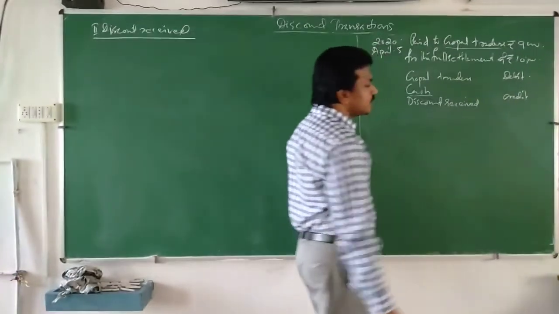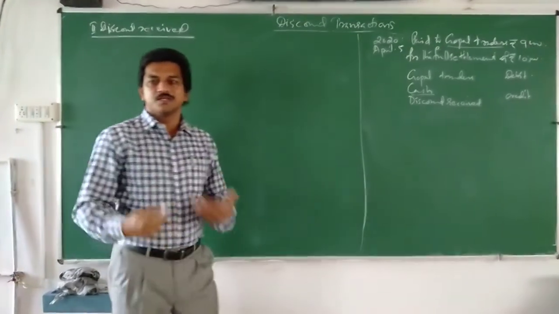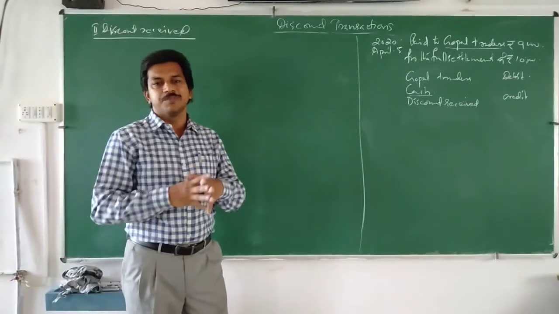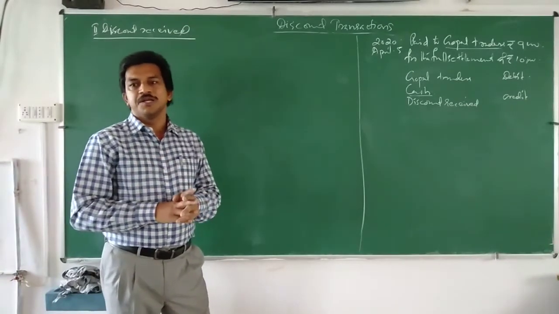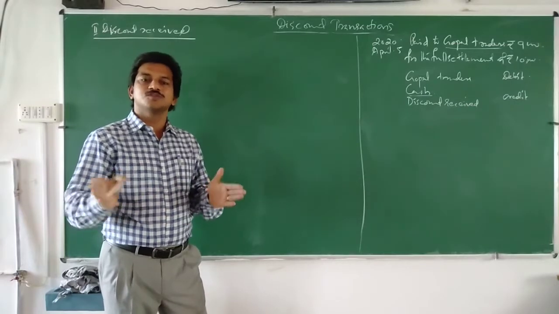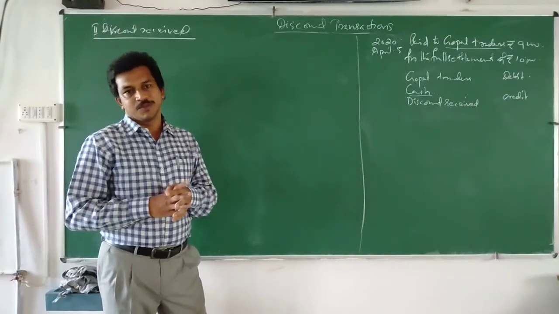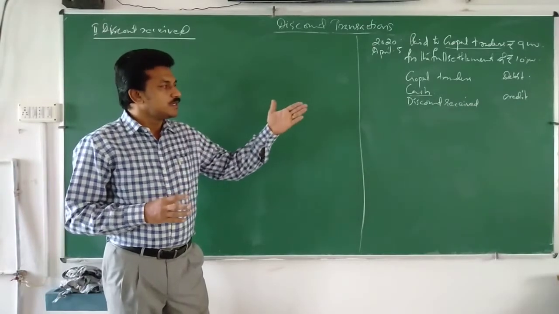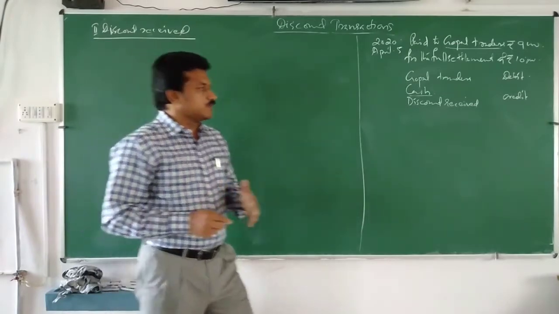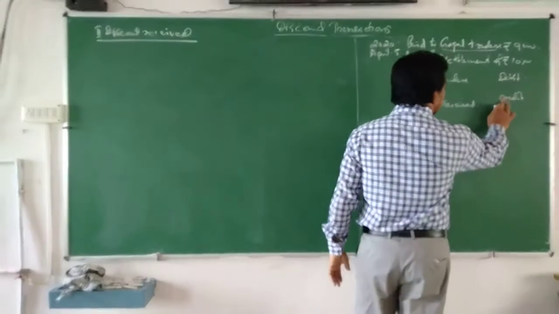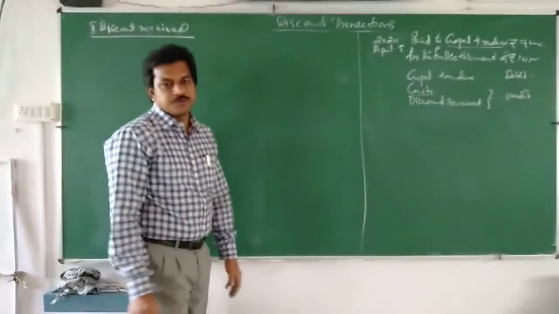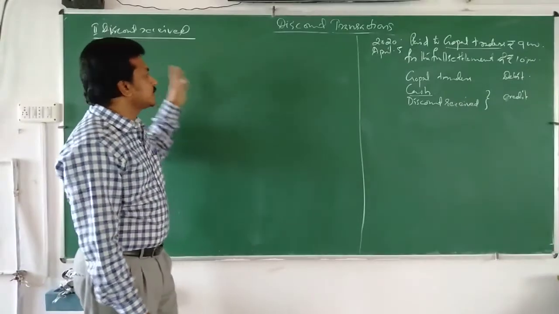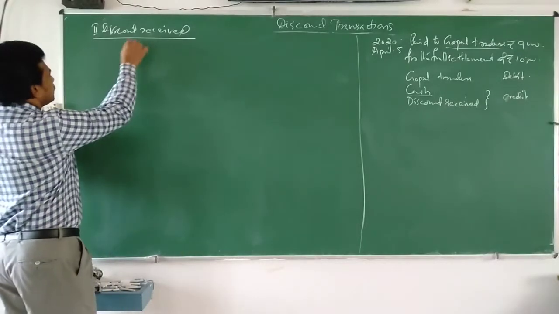And discount received is an income. So we have to think about nominal account rule: debit all expenses and losses, credit all incomes and gains. So let us credit discount as an income. So both cash and discount can be credited. Okay. Now let us enter that transaction in the journal. Let us prepare a journal.